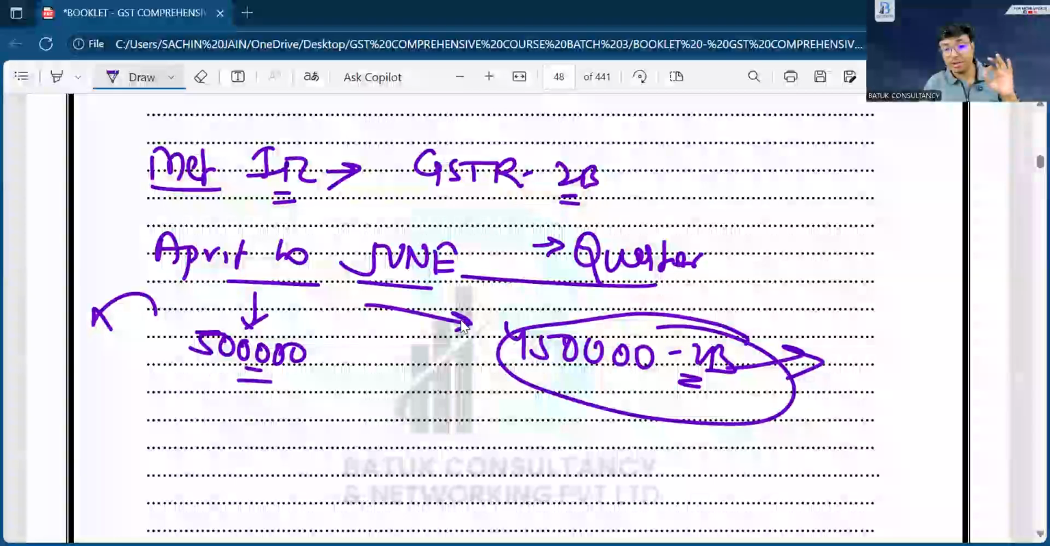If your supplier has not paid the taxes and not filed the return for that invoice, you will not be eligible to claim the input tax credit. You will not be eligible to claim the refund.